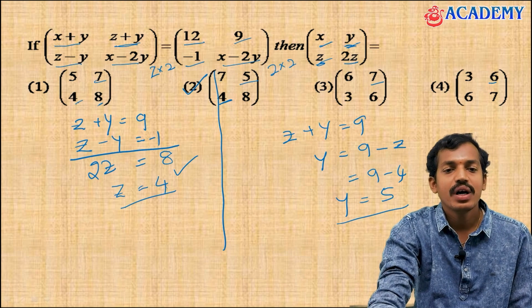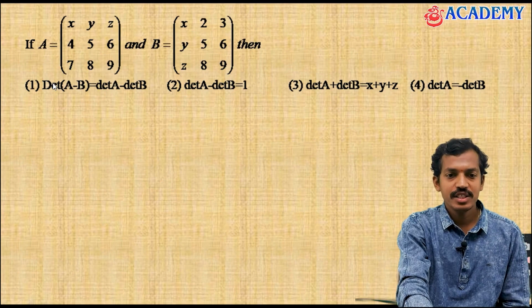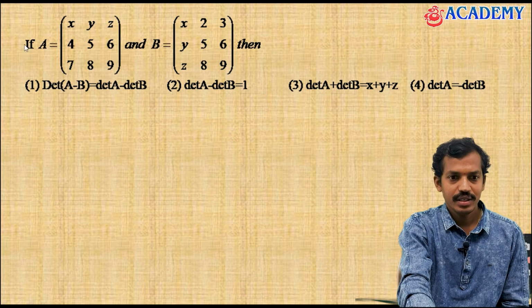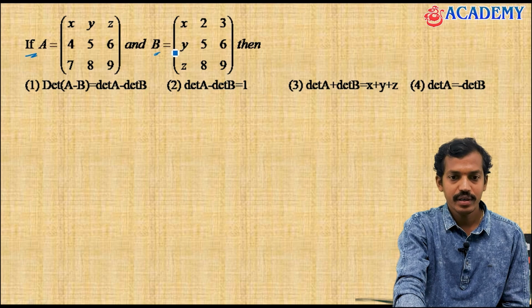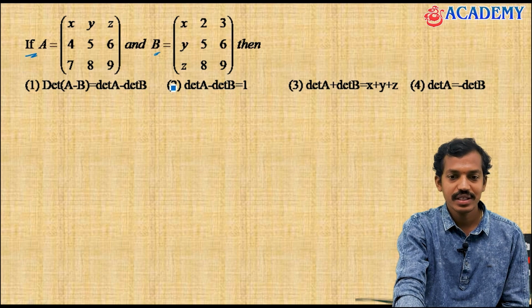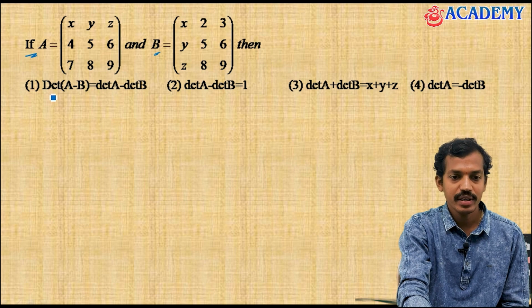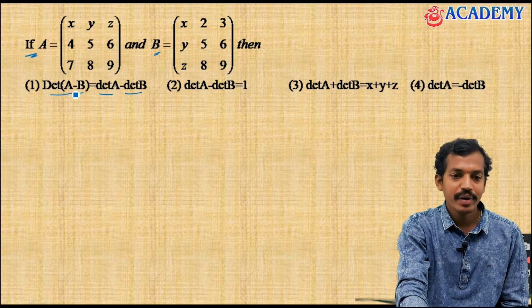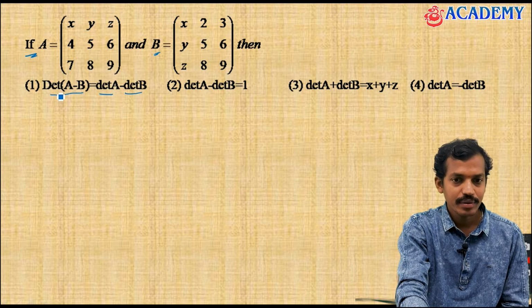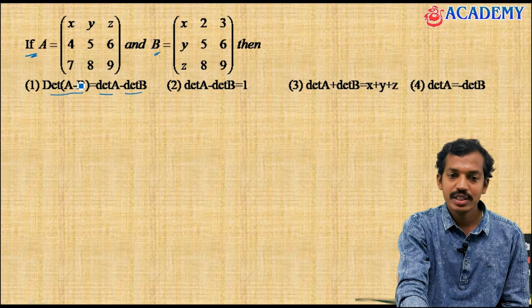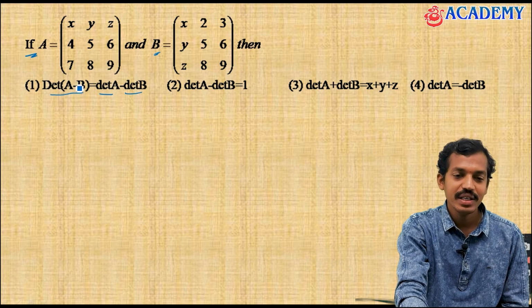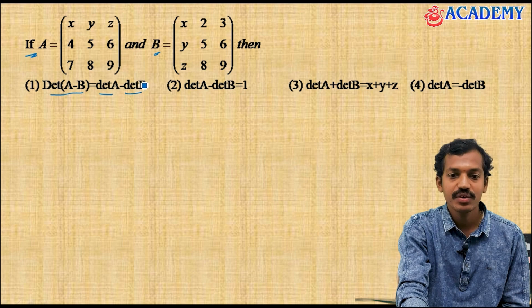Let's move to the other problem. Let's see this problem. Here A and B are given, and it is asking about determinants. Indirectly a determinant problem is given: the determinant of A minus B equals the determinant of A, determinant of B. We have to find the determinant of the A minus B matrix, and then check whether it equals the determinant of A, determinant of B.